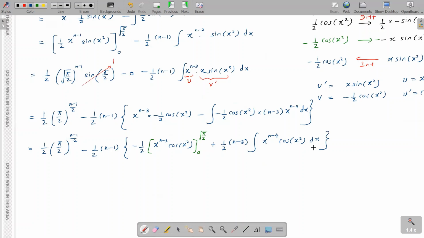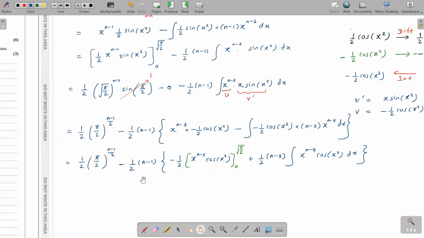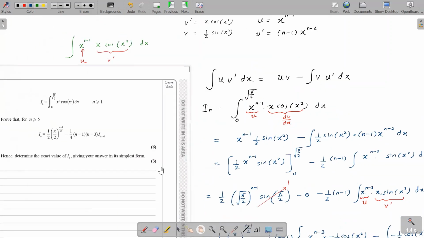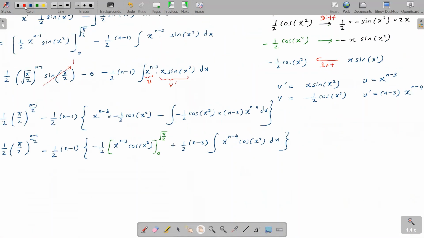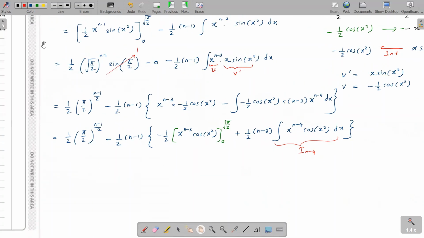Are you with me? Okay, so then who is x to the power n minus 4 cos x squared? So you can see here we have x to the power n cos x squared. This is In. So x to the power n minus 4 cos x squared means it's I n minus 4, which is exactly what we have in our show that. Okay, so this is directly I n minus 4. Right. Then let's input the values now and let's substitute.